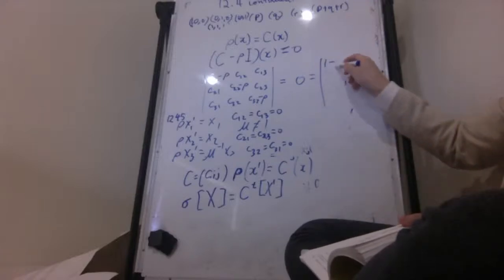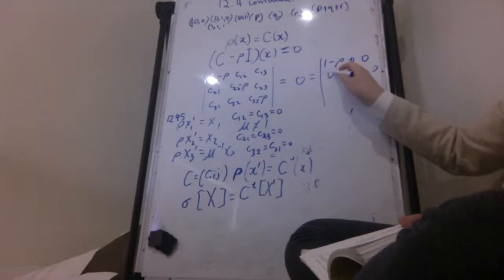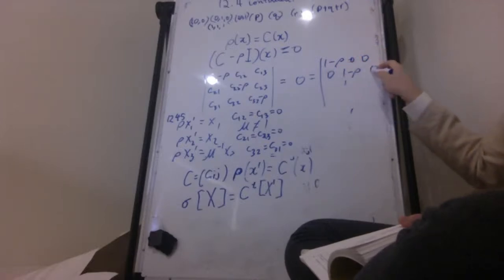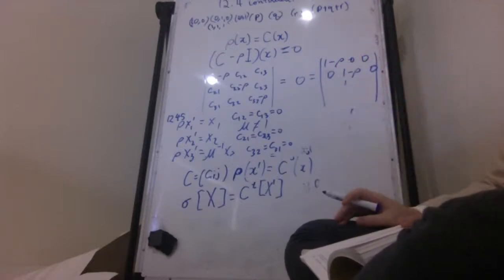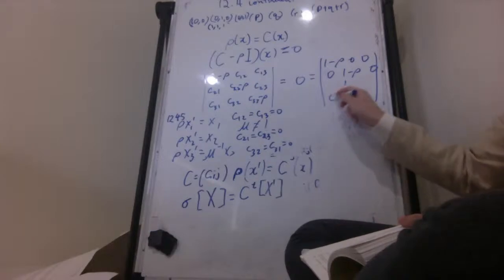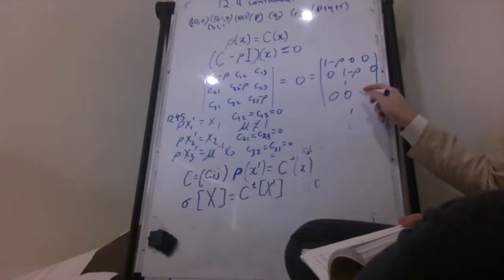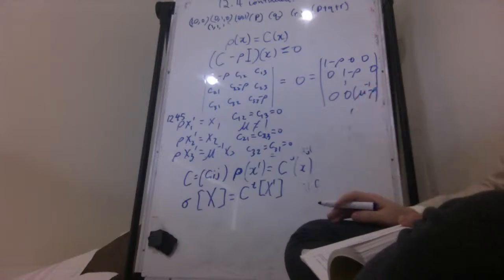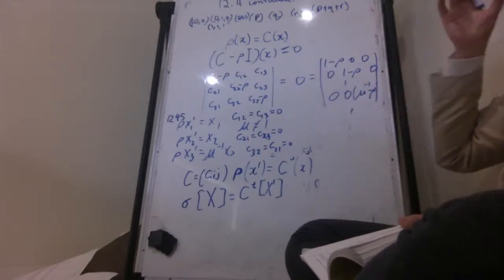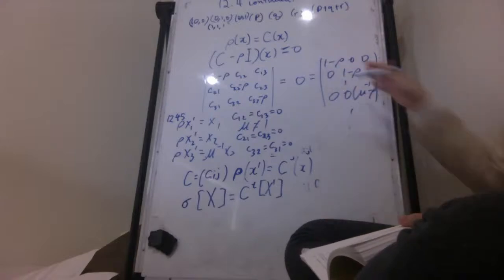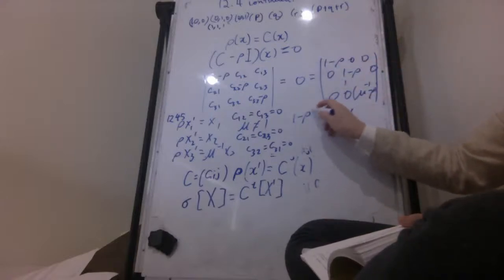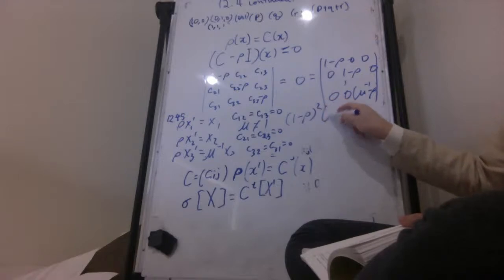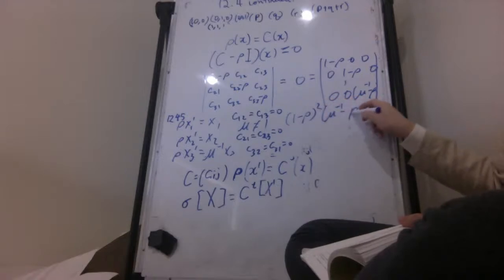So the matrix is 1 minus rho, 0, 0, 0, 1 minus rho, 0, and the bottom is 0, 0, mu inverse minus rho. Okay. So this is really easy to calculate the determinant of. It's a diagonal matrix, so you just multiply the entries together. So you get (1 minus rho) squared times (mu inverse minus rho).